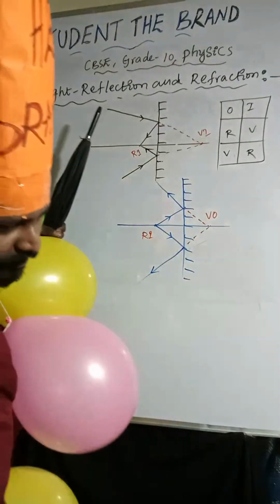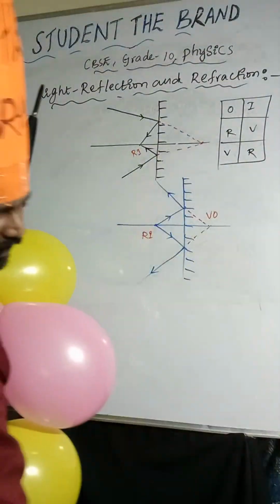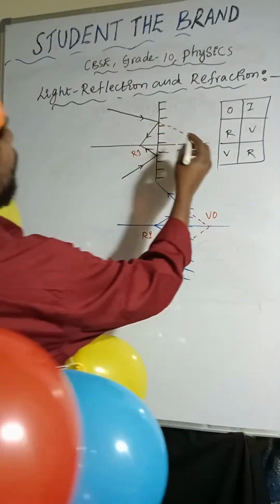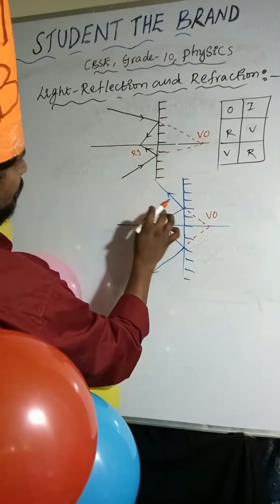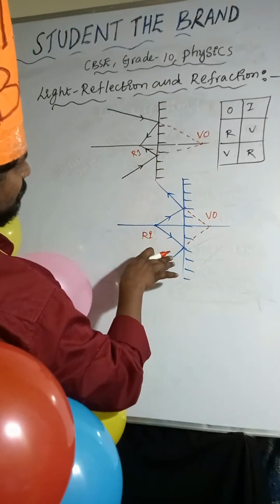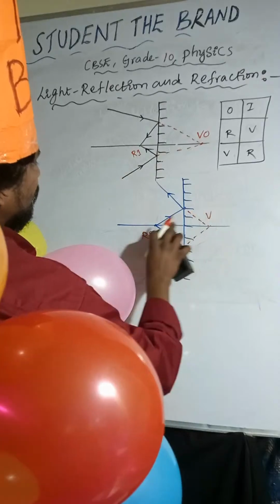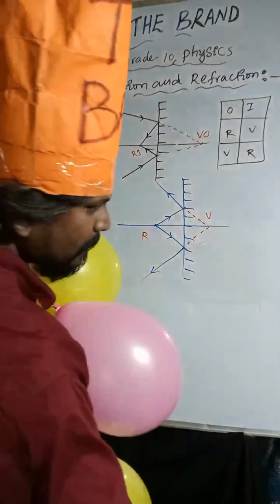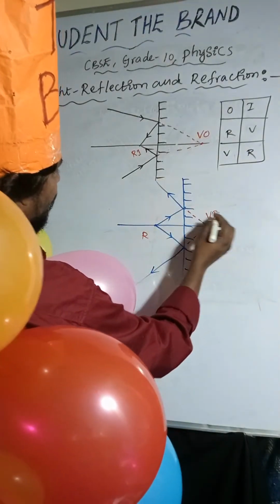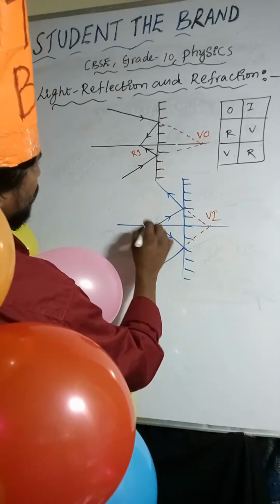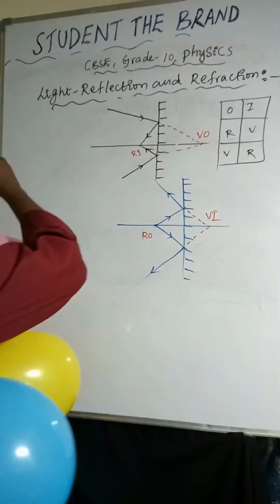This is a virtual object, right? We are extending the incident light rays, so virtual object. Incident light rays, reflected light rays: virtual image, real object; real image, virtual object. Correct.